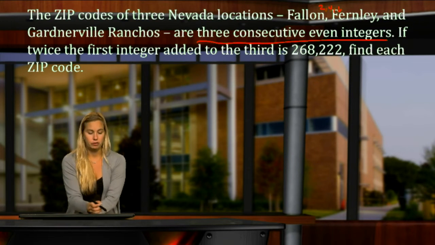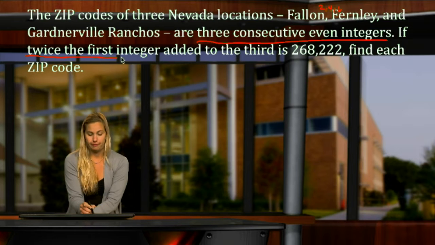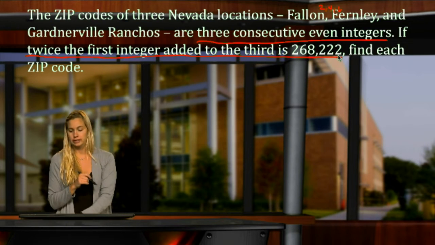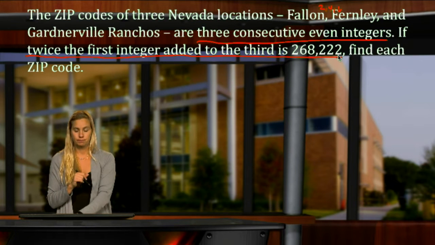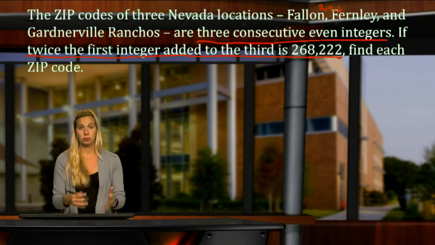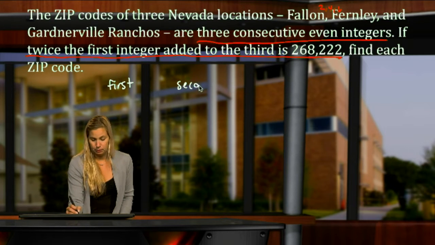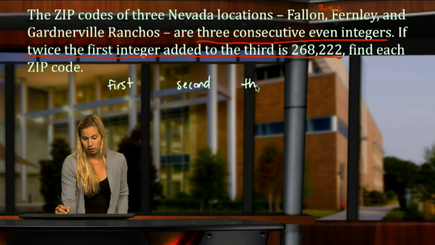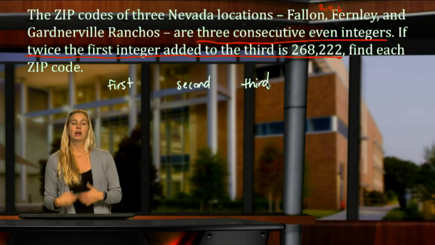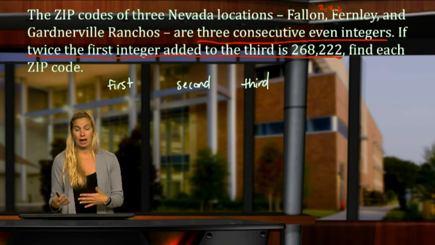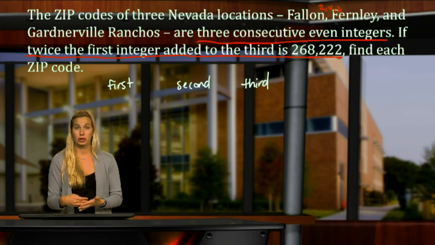I also know something special, that twice the first integer added to the third is 268,222. So we've got 3 zip codes. We've got the first zip code, the second zip code, and the third zip code. Now we go into the next step of trying to translate this information into an algebraic expression or algebraic equation.